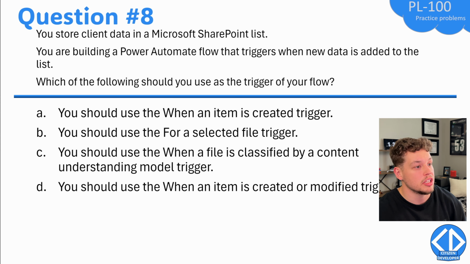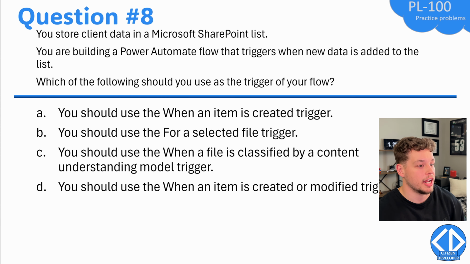A, you should use the when an item is created trigger. My first impression is that is beginning to sound pretty good. You should use the for a selected file trigger. No, that wouldn't make much sense. You should use the when a file is classified by a content understanding model. No, that doesn't make sense.